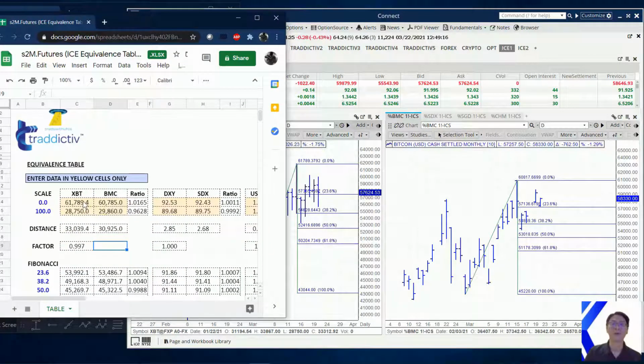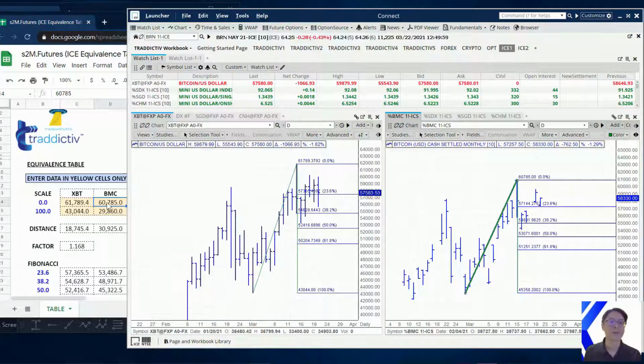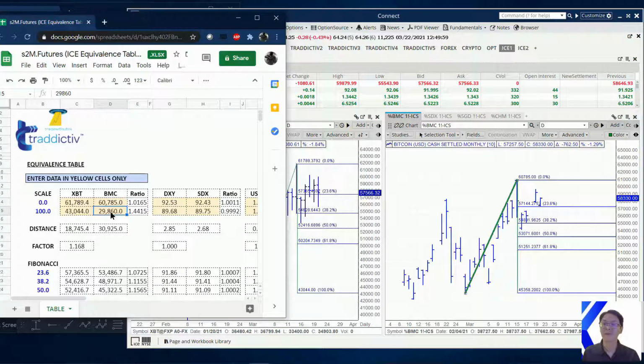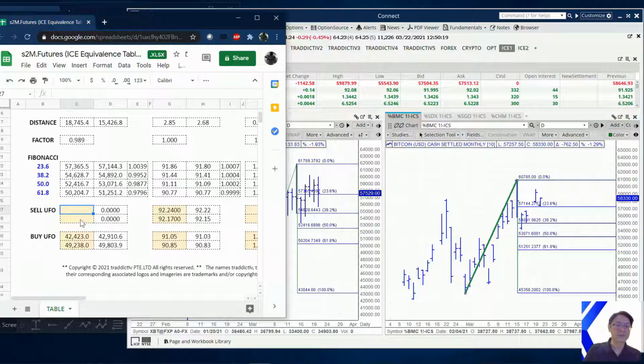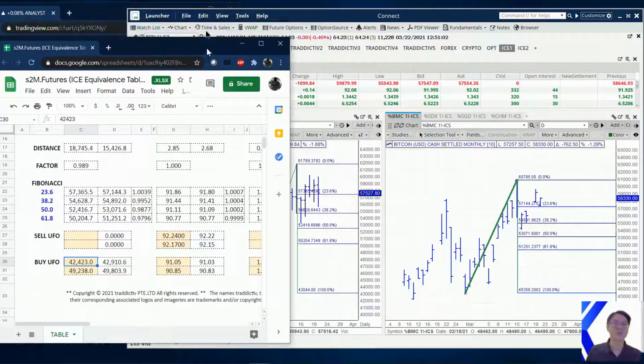So for the underlying, we have 61,798.4, and we have the low point at 43,044. And on the contract itself, it's 6785, and that low point is 45,358. And that will calculate our ratios there, so that when we enter in our sell UFOs and our buy UFO points, we're able to get the equivalent of this underlying market aligned with the contract itself.